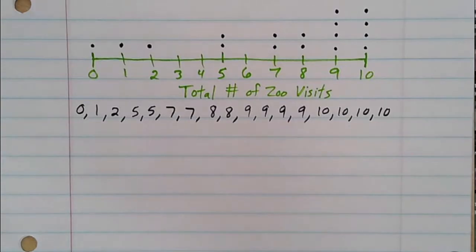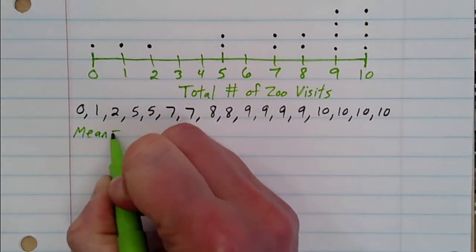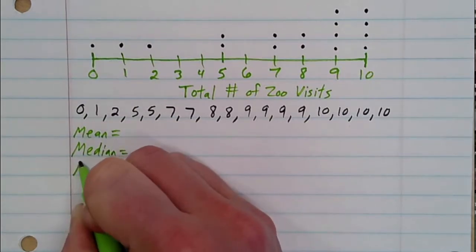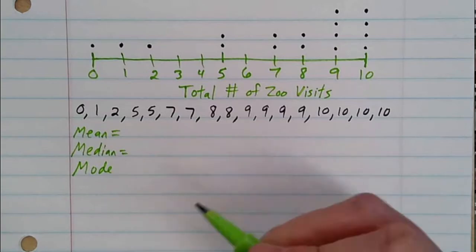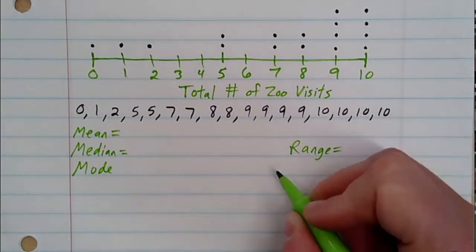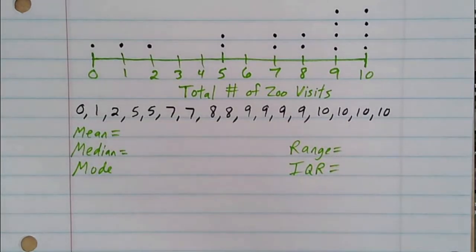The question they want to know is, what is the mean? They want to know median, mode. I'm going to add range. What's the range? And IQR, interquartile range. Those are the questions I want to know.